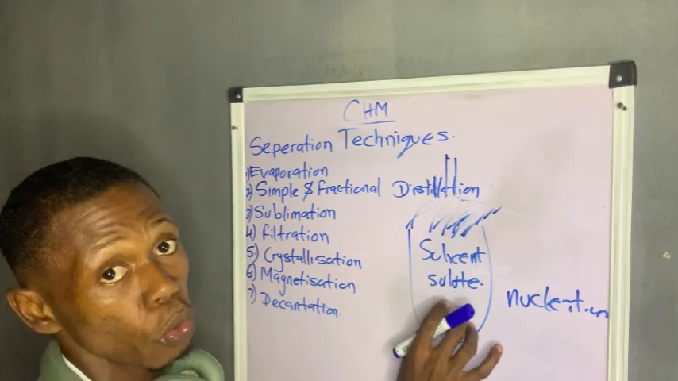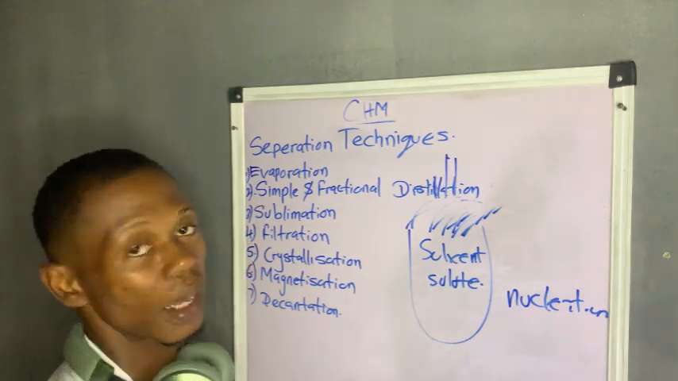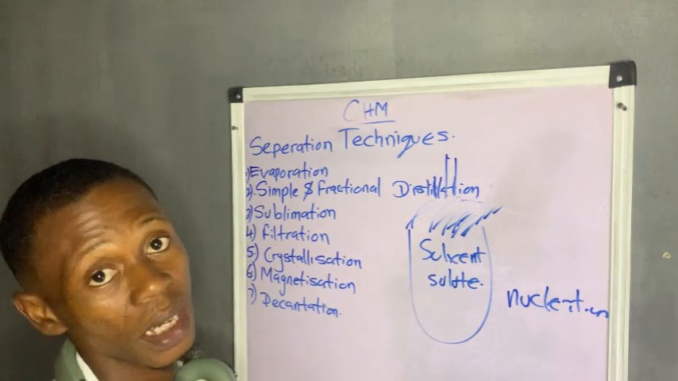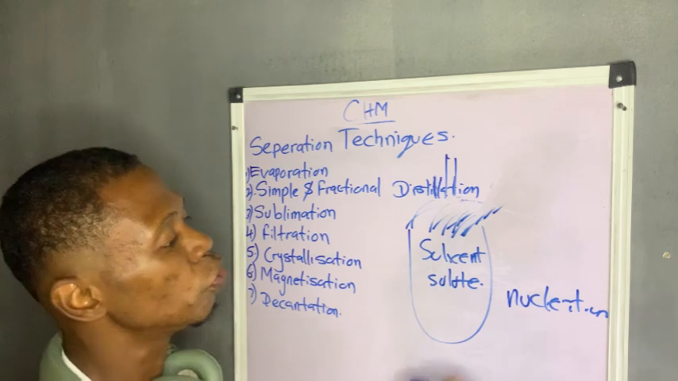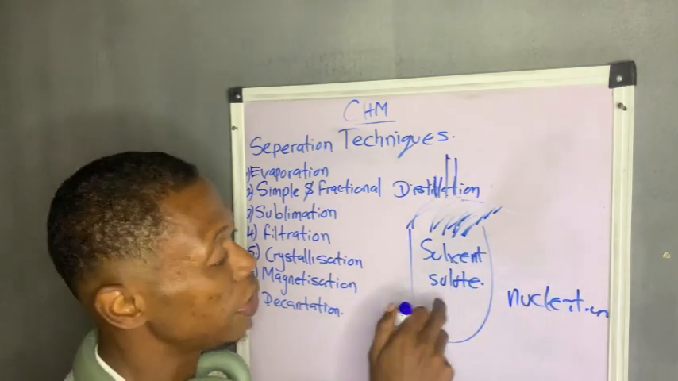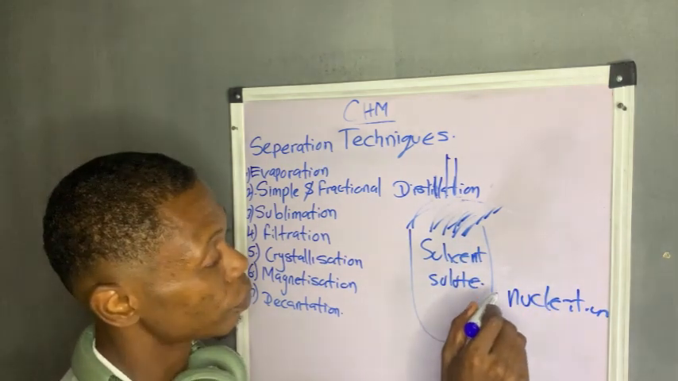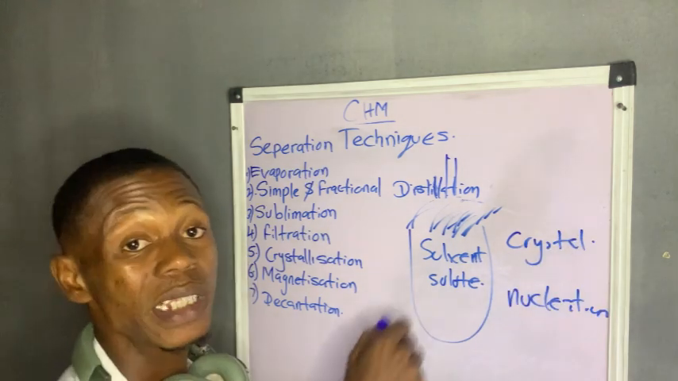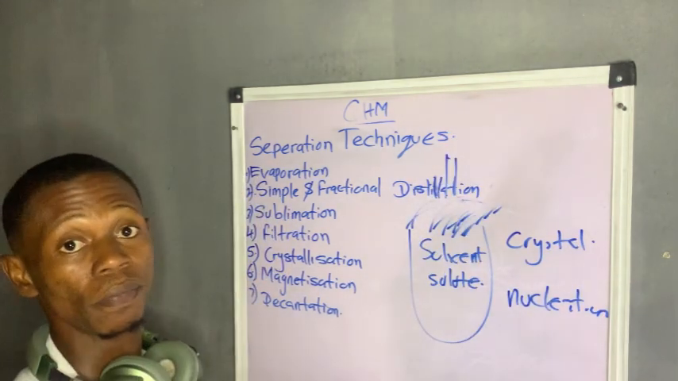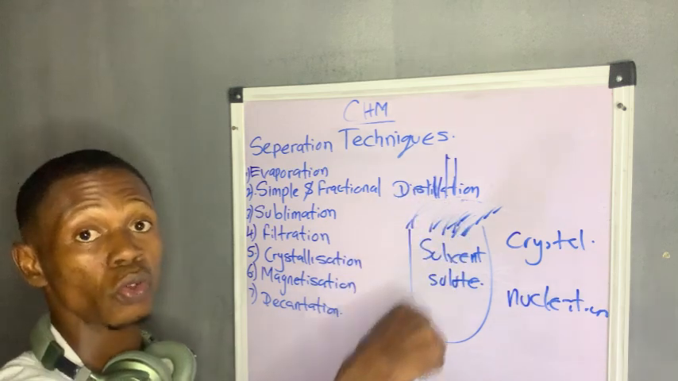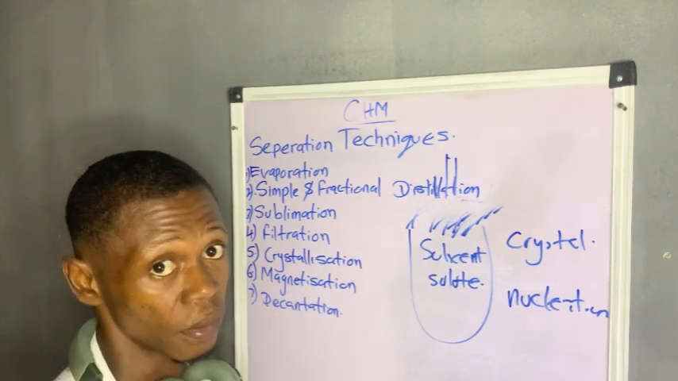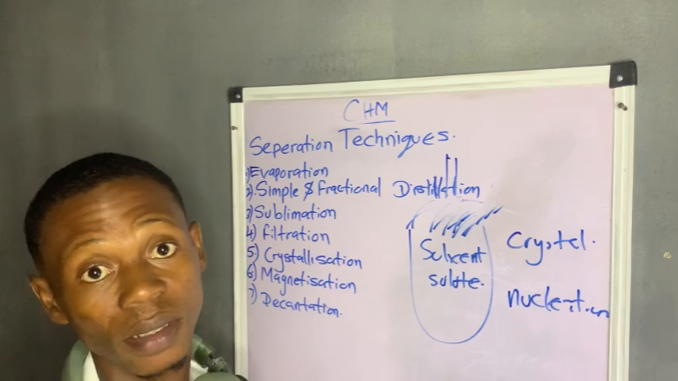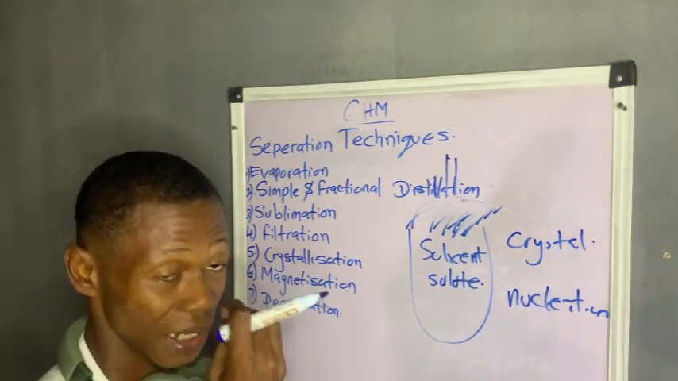So allow the thing to cool, and crystals will begin to form. If the crystals don't form, scratch the inside, or you introduce similar crystals of what you want to get. Those we introduce will start as seeds to induce the formation of these crystals. You understand? That is what we call crystallization.